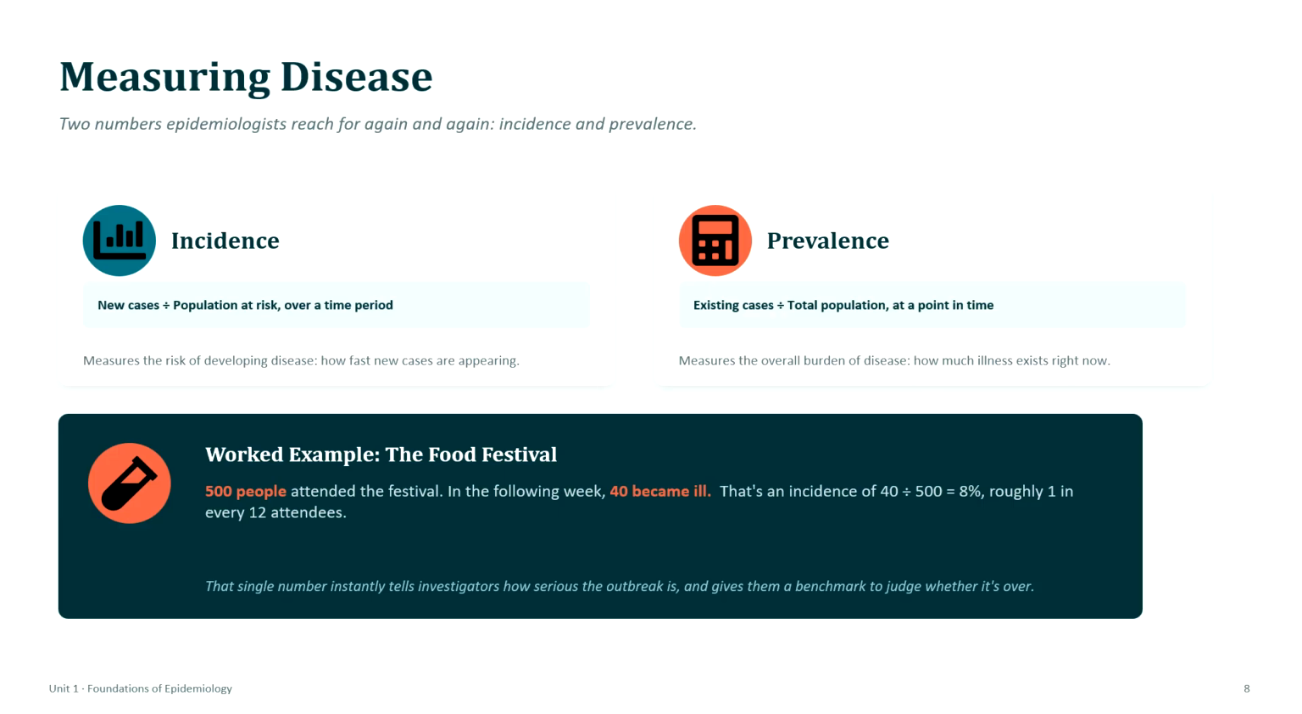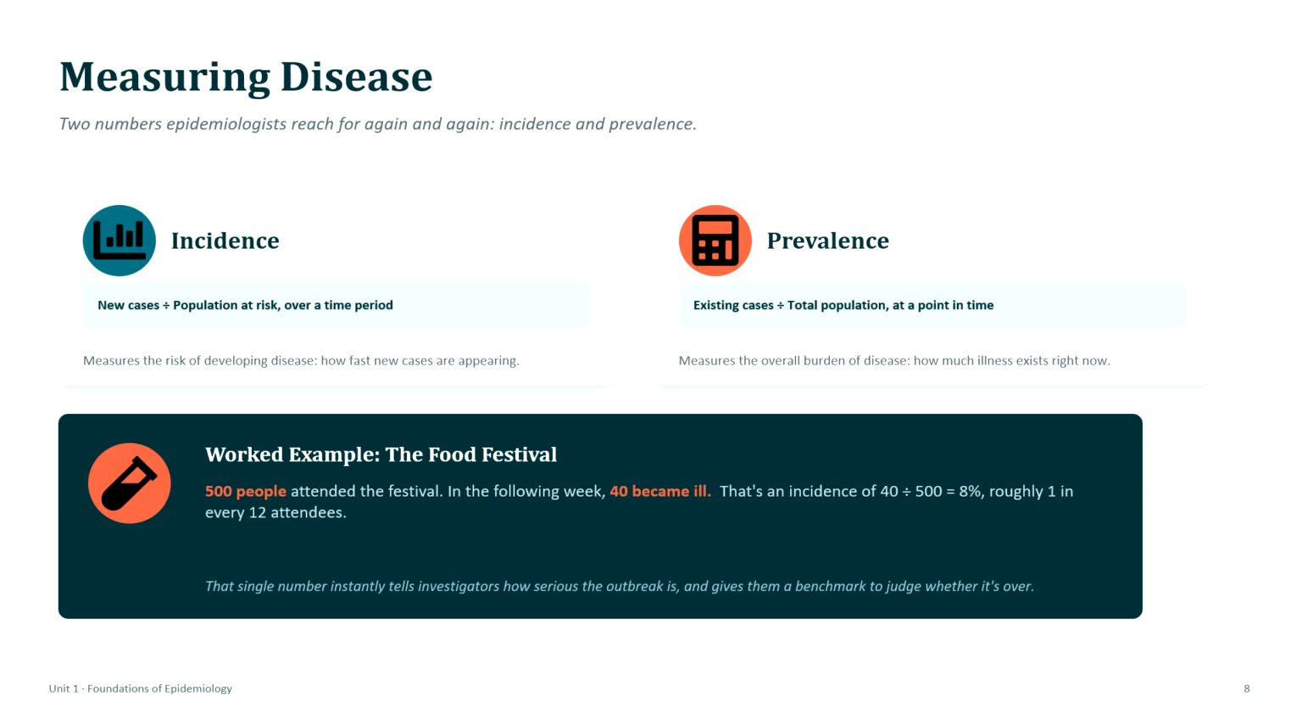Beyond identifying patterns, epidemiologists also need to quantify them, and that's where two core measures come in: incidence and prevalence. Incidence is the number of new cases divided by the population at risk over a defined period of time. It measures risk, how fast disease is spreading right now. Prevalence is the total number of existing cases divided by the total population at one point in time.